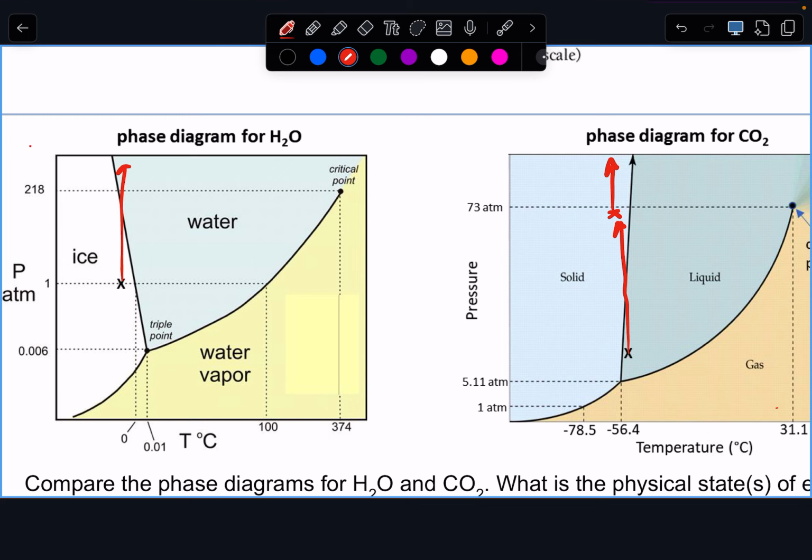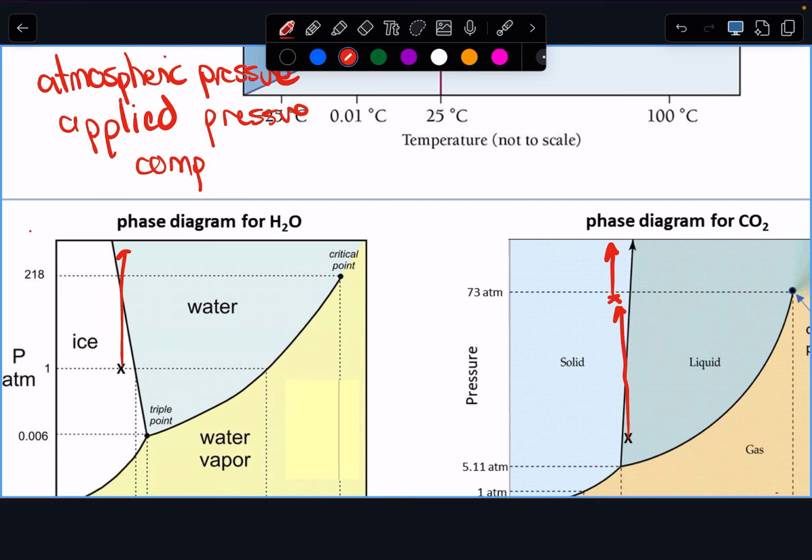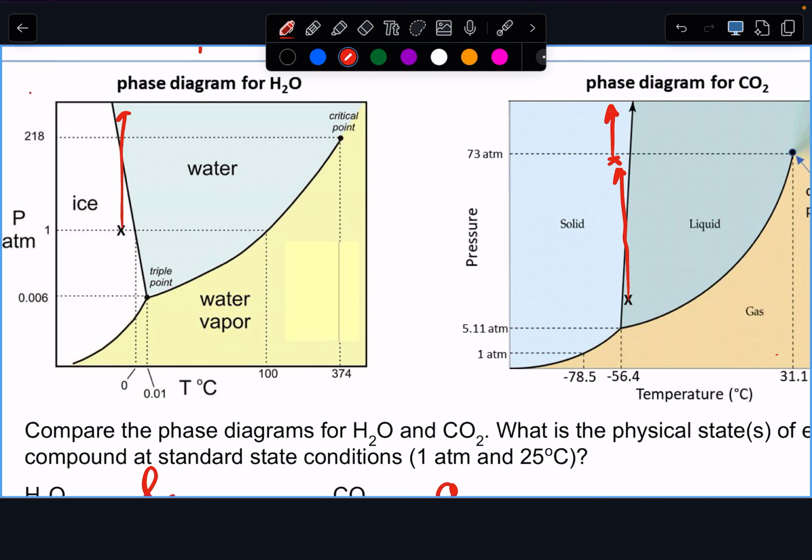Now, when we talk about applying a pressure, we do need to talk about atmospheric pressure versus an applied pressure versus compression of a gas. These are all ways that we can apply a pressure. It doesn't matter how that pressure gets applied. It could be a physical force. It could be because of the molecules in the atmosphere that are pushing on it. It could be because we scrunch the container around it down.